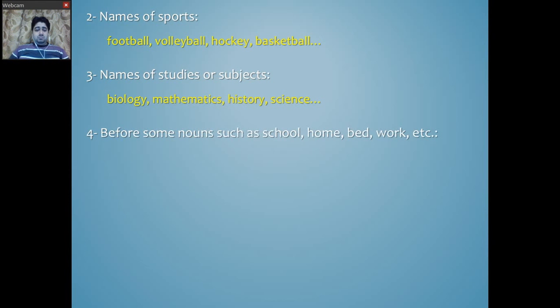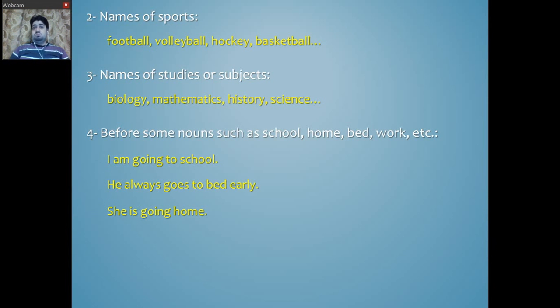Also, before some nouns such as school, home, bed, work, etc., we don't use any article. These nouns tend to take no article. So for example, I'm going to school. It's not I'm going to the school or I'm going to a school or something. Okay. He always goes to bed early, not to the bed.